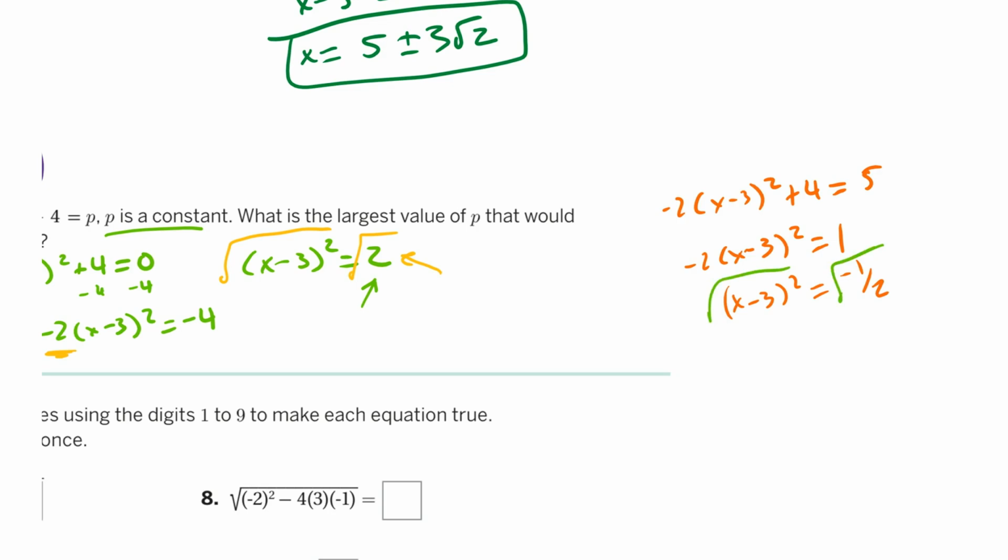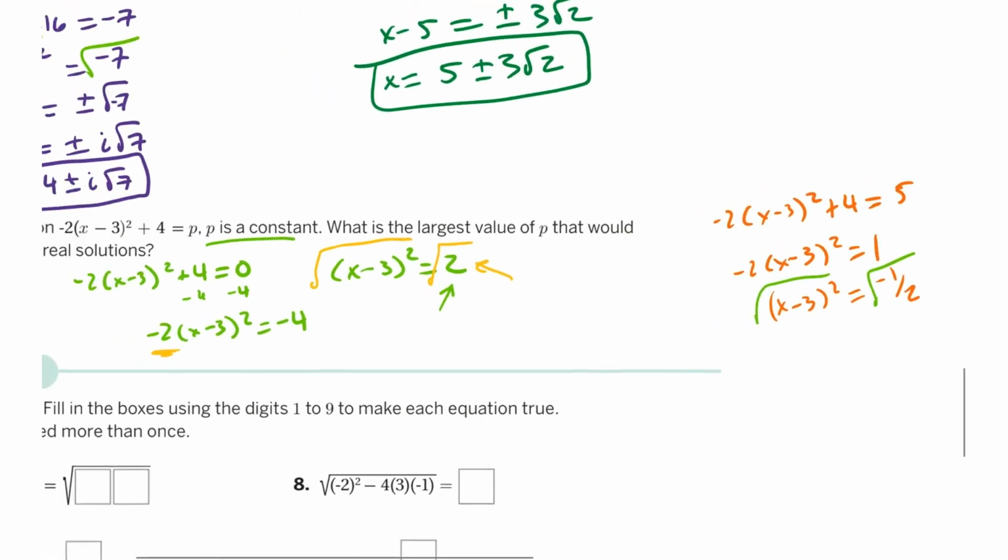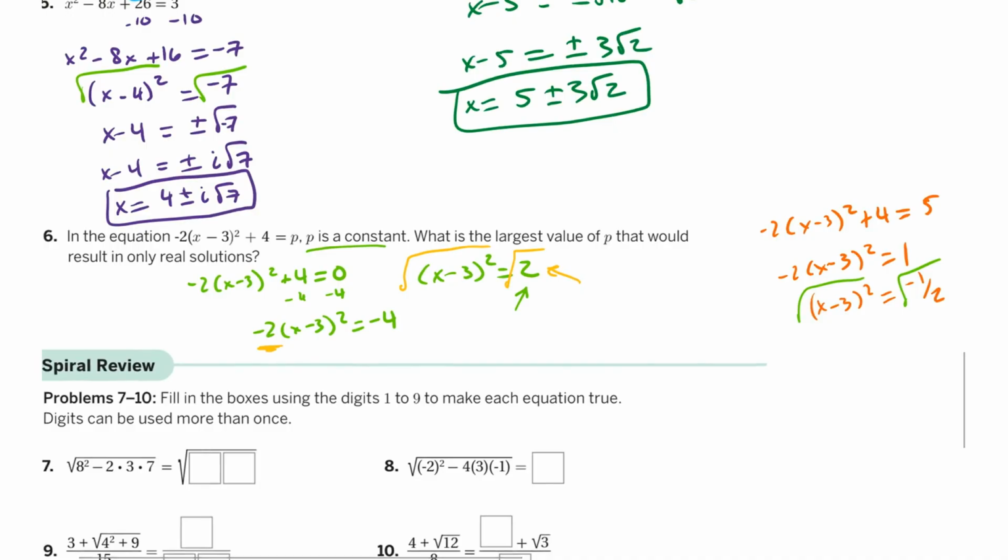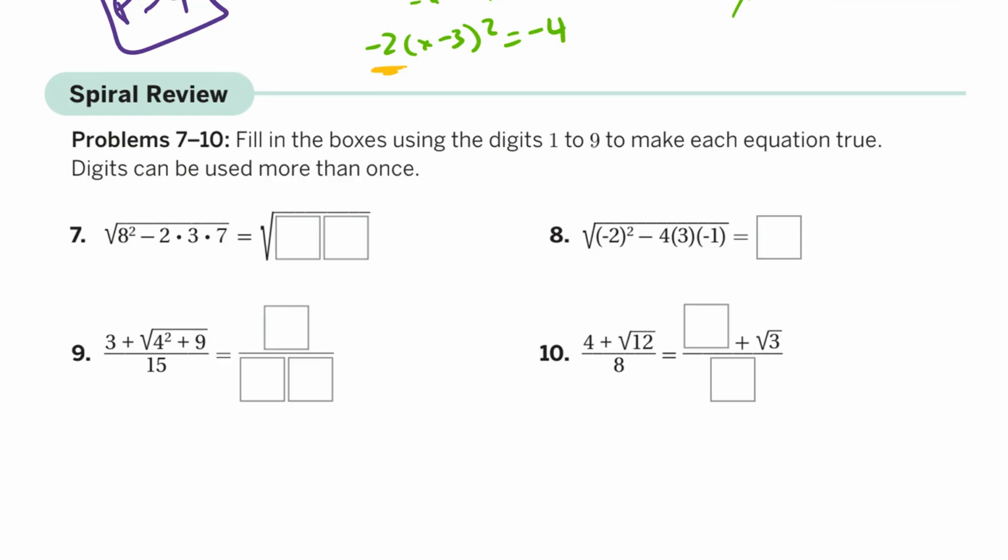So the p-value, the largest p-value that would only give me real solutions, would have to be p equals 4. That's the highest value. Because if I go higher than that, like 5, you see that we end up taking the square root of a negative.